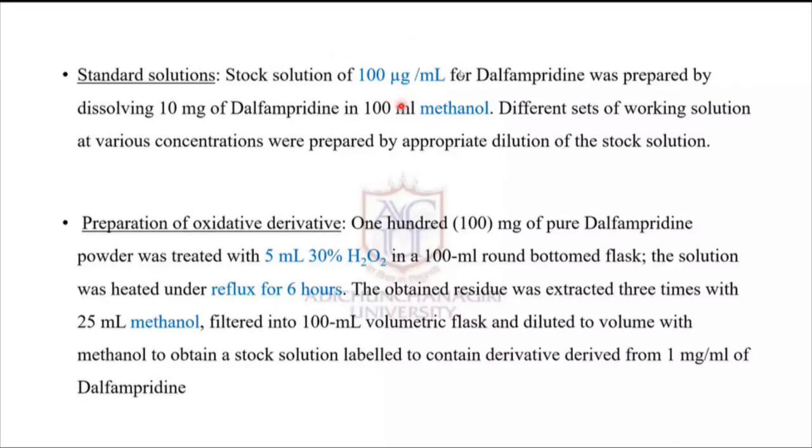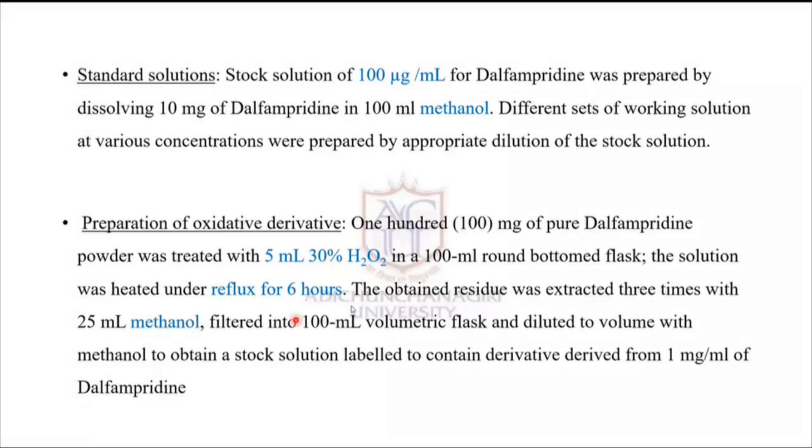For this, 10 mg of drug was taken and dissolved in 100 ml of methanol. For calculating the volume of the solvent, we need all these things. So for preparing the standard solutions, 100 ml of methanol was utilized. And for preparing this oxidative derivative, 100 mg of the drug was taken with 30% hydrogen peroxide and refluxed for 6 hours. This is a very, very important thing, the condition.